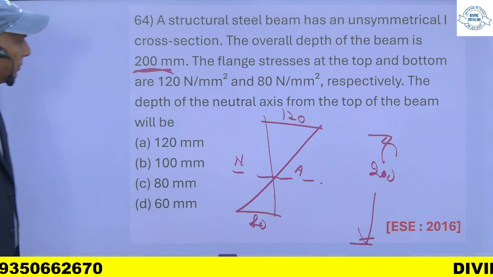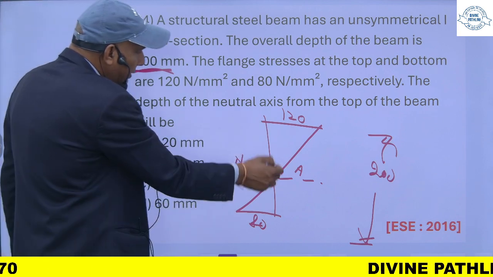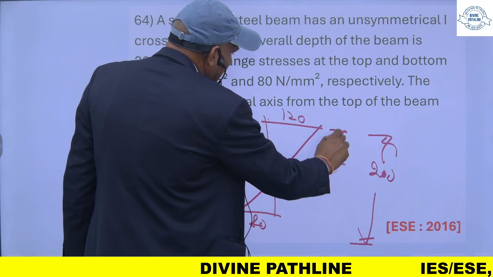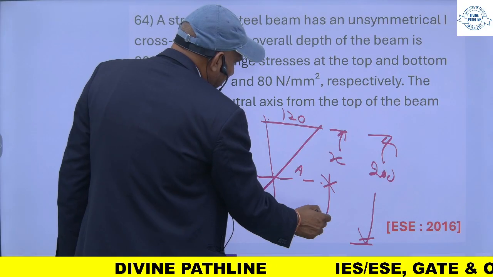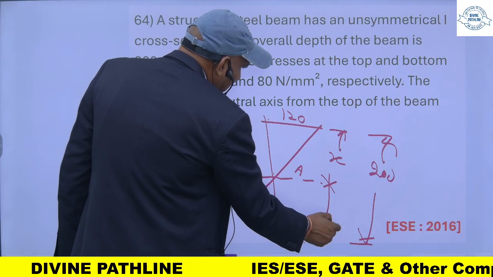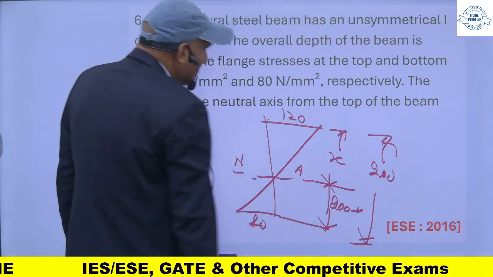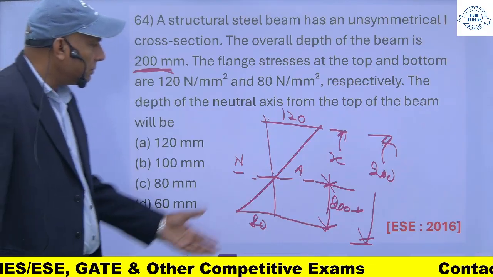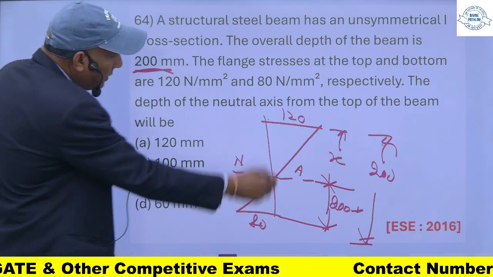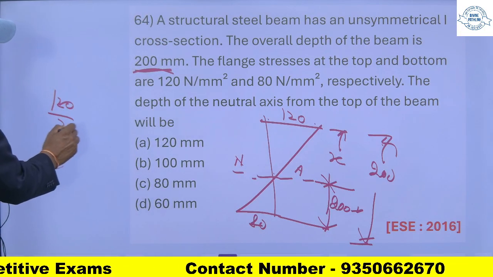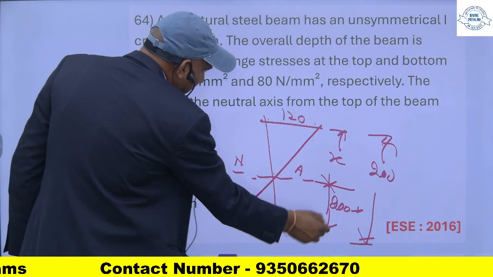The depth of the neutral axis from the top of the fiber, suppose this is x, distance of the neutral axis from the top fiber is x. So this will become 200 minus x. So this I have to know. So it means 120 upon x is equal to 80 upon 200 minus x.